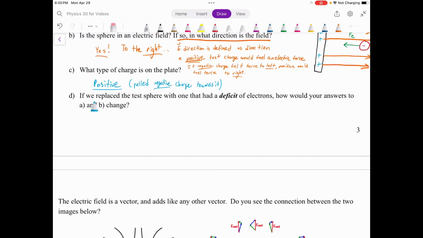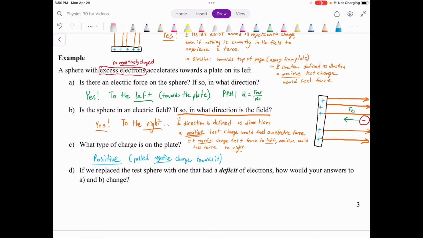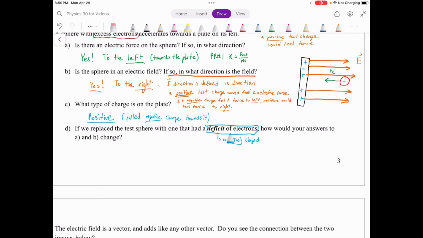Now here's an interesting one. If we replaced the test sphere, so this object that we've put into this electric field, with one that had a deficit of electrons, so we took this away and switched it out for one that had a deficit of electrons, which means it's now got what type of charge? Positive. How would our answers to A and B change?